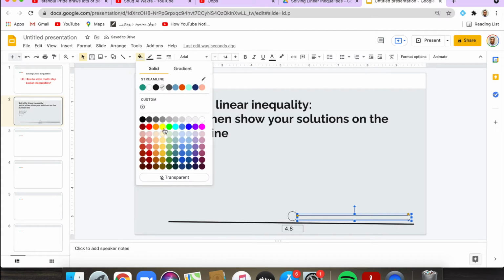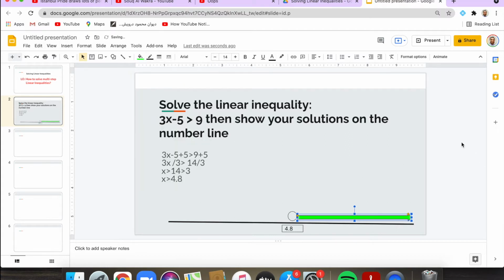I will just color it with maybe green. So here are the numbers, and if you want just to write x, so x here represents all the numbers from 4.8 till positive infinity.